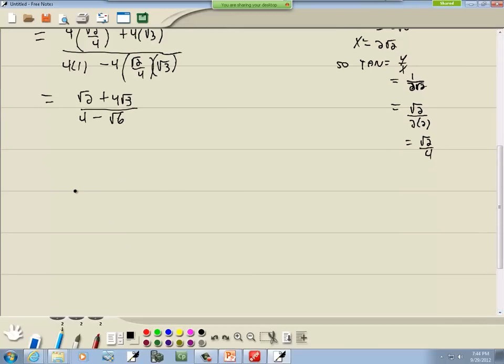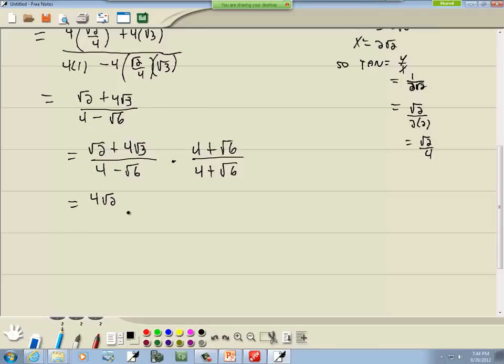Now we can't have a radical downstairs, so we'll multiply top and bottom by the conjugate of the bottom. So we got square root of 2 plus 4 square root of 3 over 4 minus square root of 6, and multiply top and bottom by 4 plus square root of 6. Again, conjugate is the first and second are the same, sign in the middle is different. And whatever we multiply by the bottom, we have to multiply by the top. Okay, square root of 2 times 4 gives me 4 square root of 2.